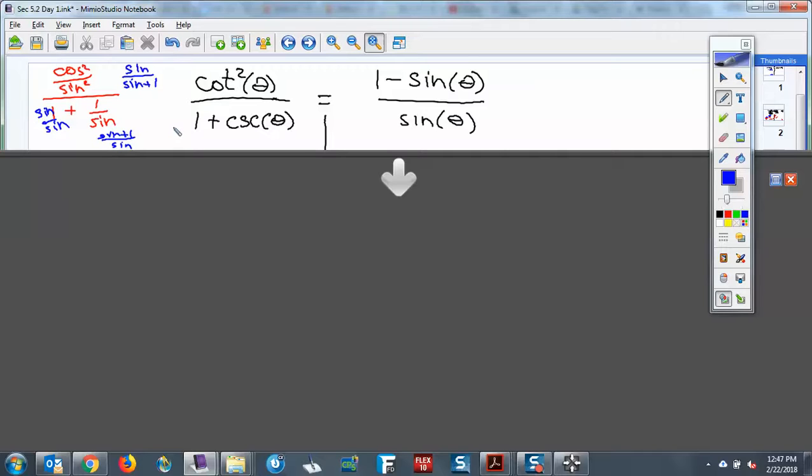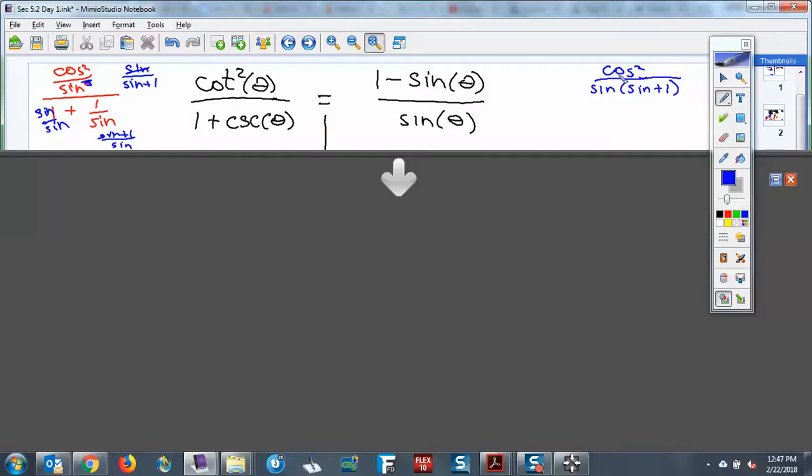So what could happen to that? This could cancel one of those sines. So what do we now have? We have a cosine squared over sine times sine plus 1, right? Which I could distribute, but I'm not going to, right? Now what could I do with that? So I'm just continuing to work with this left side.